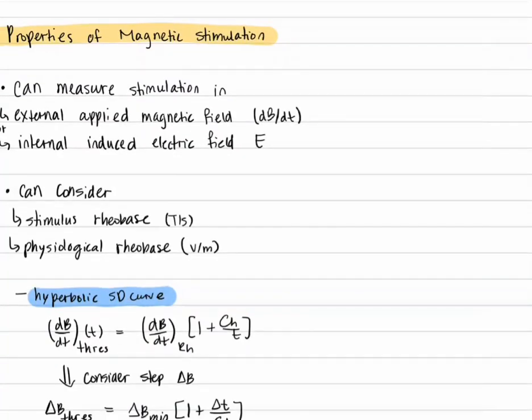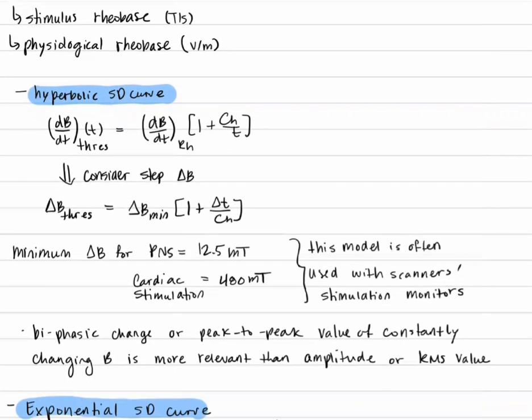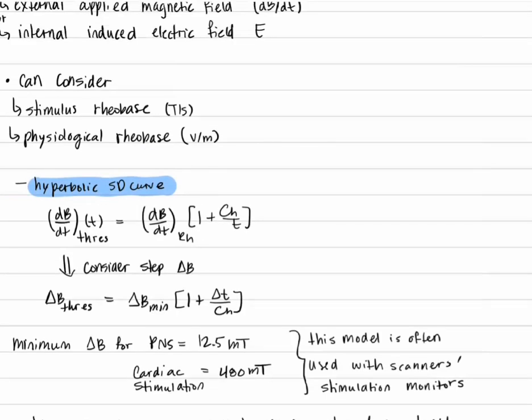Properties of magnetic stimulation. Well, we can either measure it through the external applied magnetic field change or the internal current or electric field that's produced. And we can consider the rheobase of the stimulus or the physiological rheobase. And so for the hyperbolic SD curve, we can calculate the threshold change in magnetic field as such.